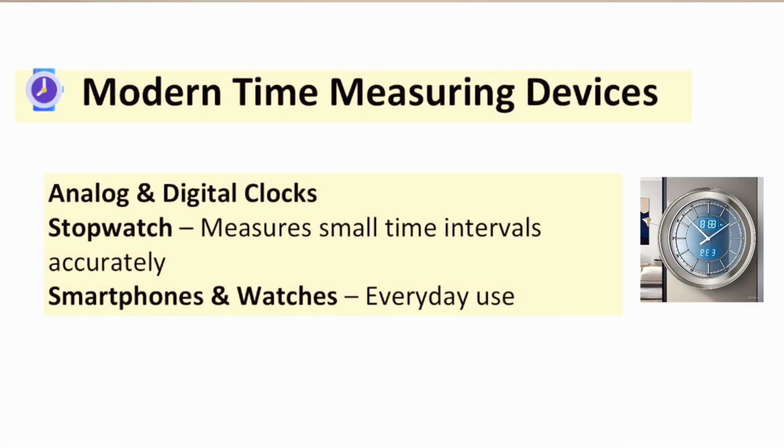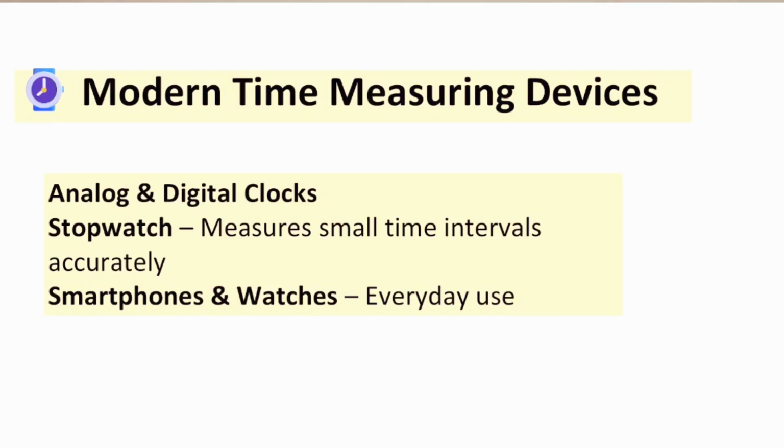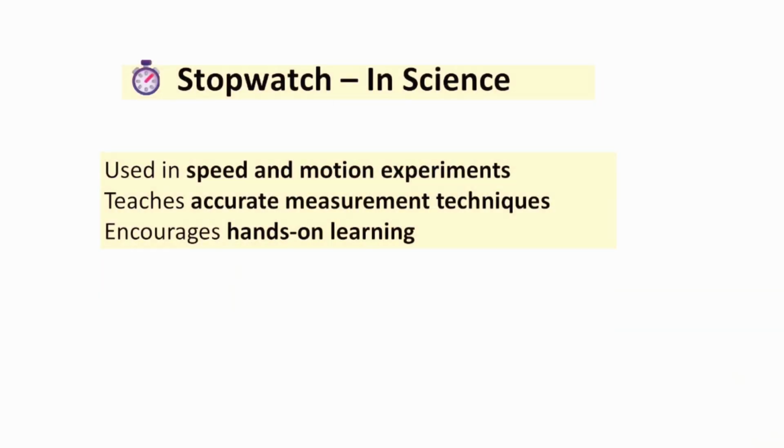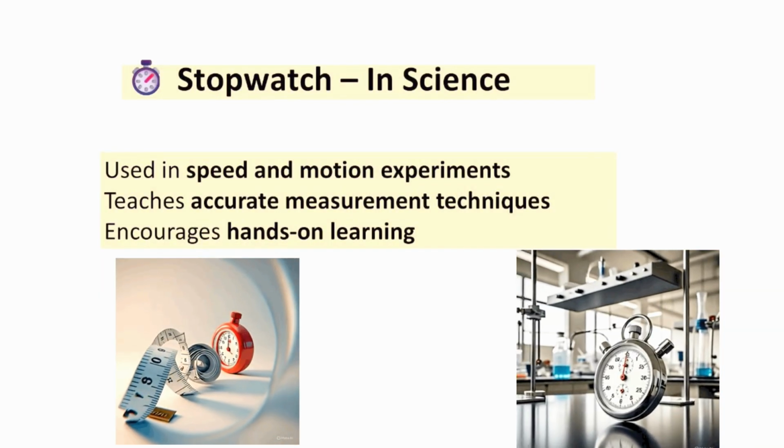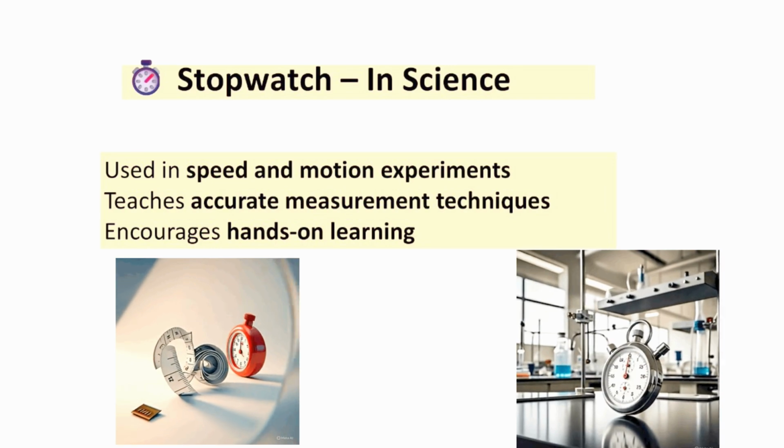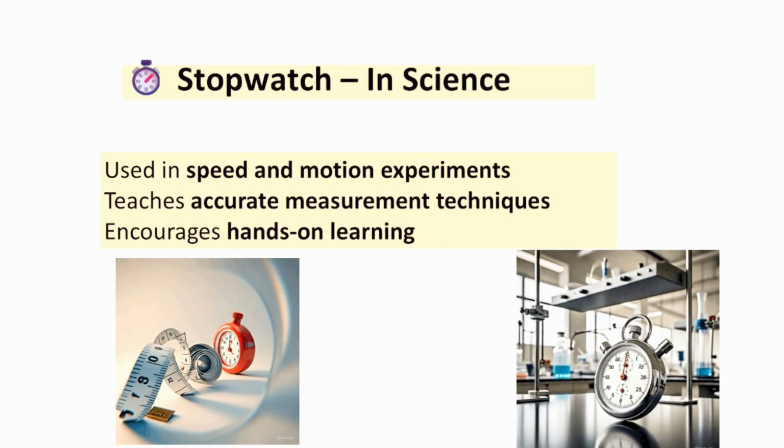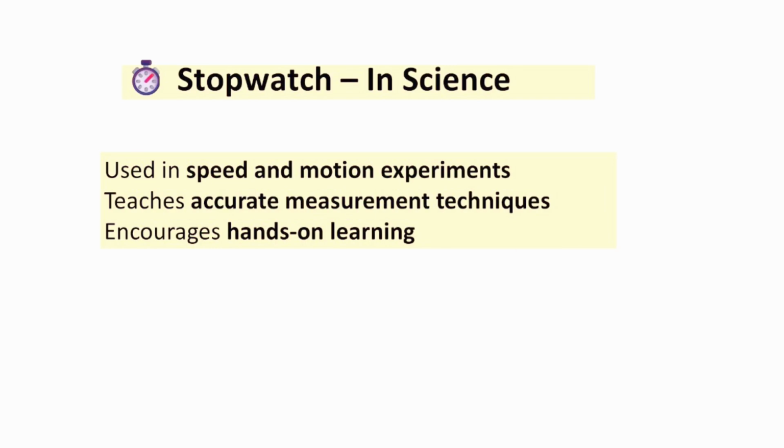From classic analog clocks to smartwatches, we now track time with just a glance. Stopwatches and smartphones help us measure every second, quick and precise. Stopwatches help us measure motion and speed with precision second by second. They turn science experiments into hands-on learning adventures.